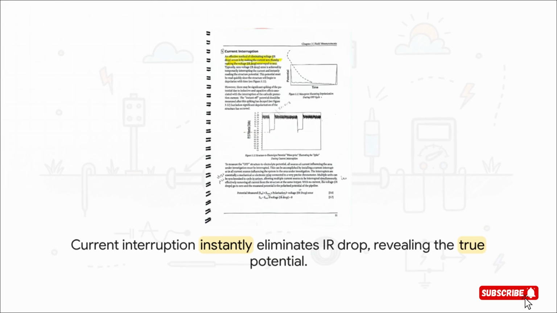The point right at the top of that falling curve, just after the drop, is what we call the instant off potential. That's the prize. That's the true error-free reading we've been looking for.